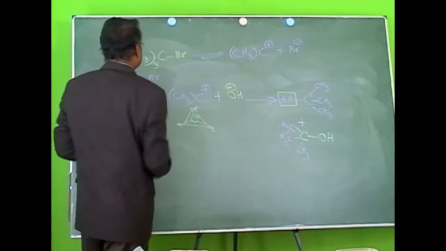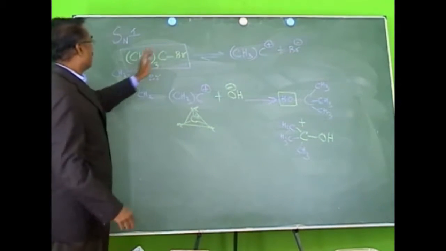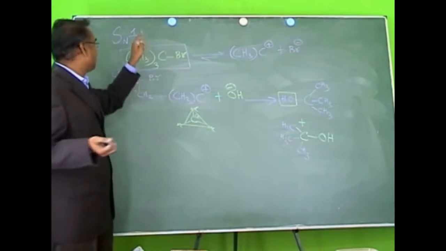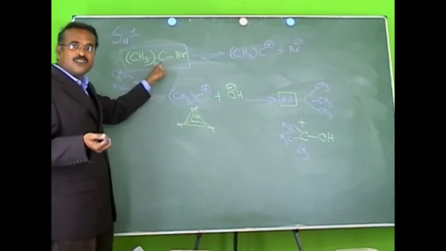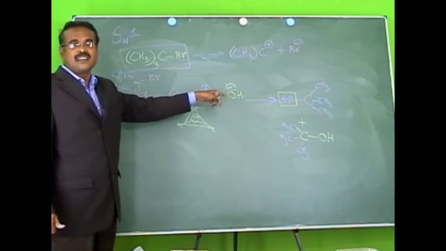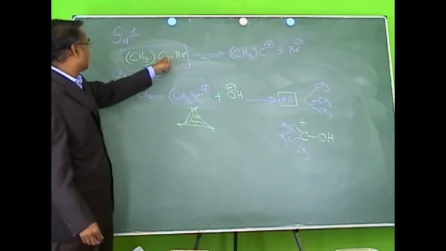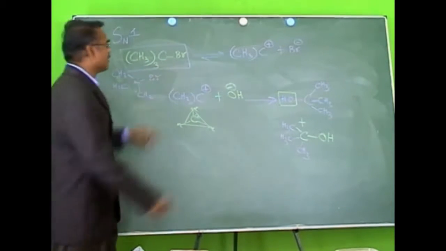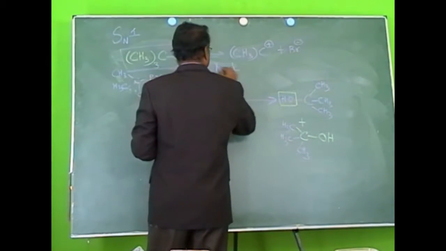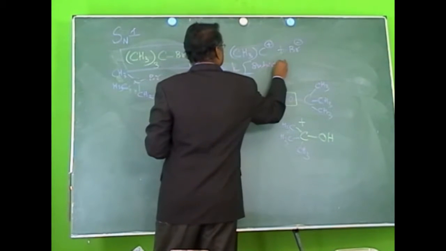Here the rate of the reaction depends on only the concentration of substrate. So whatever the amount of substrate, that can be decided. This one alone decides the rate of the reaction, not the nucleophile. Whether you are taking nucleophile in small amount or huge amount, that doesn't matter, but the concentration of this one is very important. So rate of the reaction equals rate constant times concentration of substrate alone.